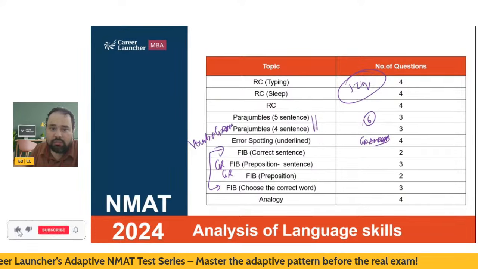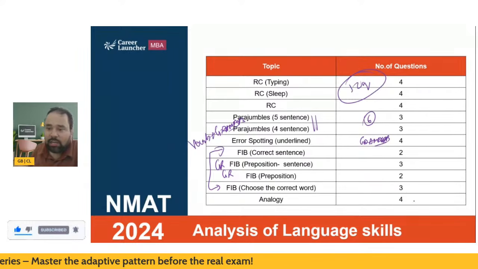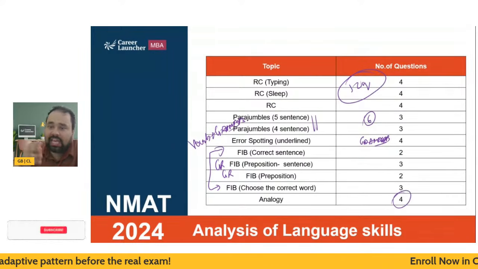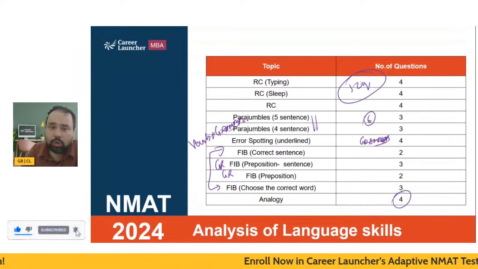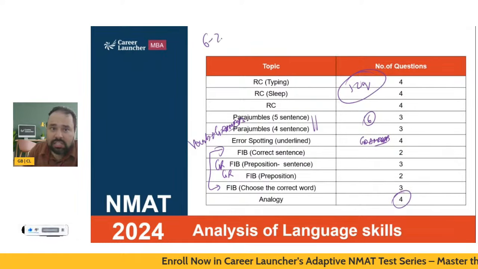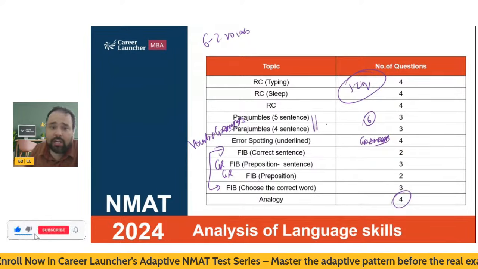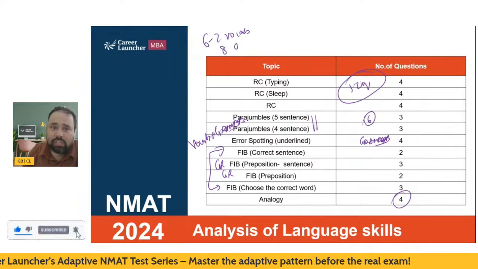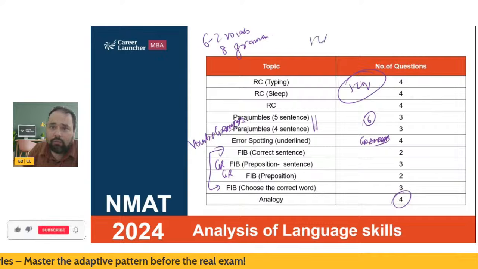So out of these 5 questions, there were 3 which were vocab and 2 grammar. And analogy obviously is going to be A is to B is equal to C is to D. तो वो generally आपको vocab oriented होता है. So you will generally find about 6-7 questions of vocab. You will generally find roughly around 8 questions of grammar and anywhere around 12 questions of RCs.